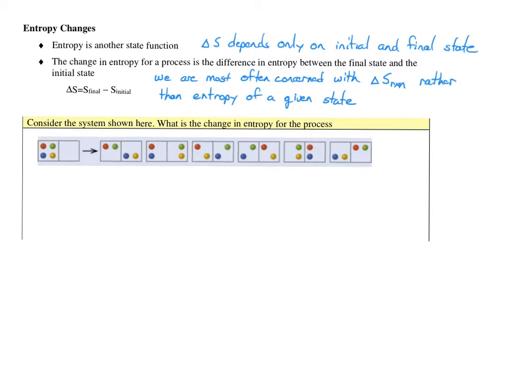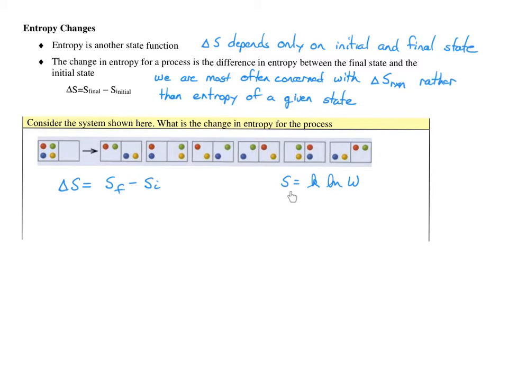Okay, we are most often concerned with the value of delta S rather than the value of entropy of a given state. We can calculate delta S by S final minus S initial. In this example here, we're going from a system where there's one microstate to a system where there's 1, 2, 3, 4, 5, 6 different microstates. So we can calculate delta S using Boltzmann.